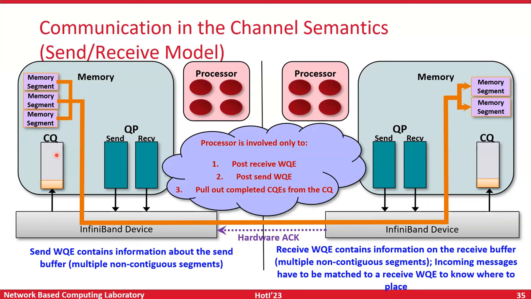Now if you go back to my CPU utilization design, the processor is involved only to post the receive key on the receiver side, post the send key, and then pull out the completion cookies. That's what you do. All other times are left for your computation, okay? So if a network is designed in a proper manner, your CPU utilization for the network protocol processing will be very low here. And that means you are giving most of the cycles for computation. And if you design your programs properly, you can actually overlap computation with communication.